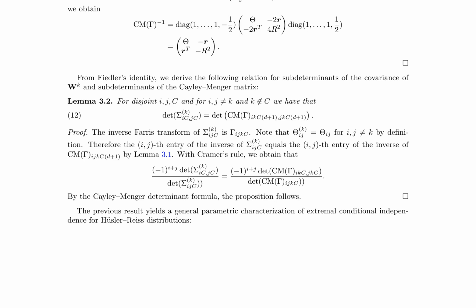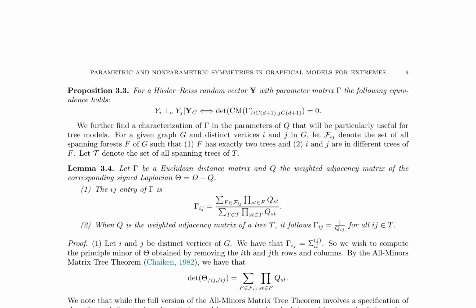By applying Cramer's rule and the Cayley-Menger determinant formula, the authors demonstrate a general parametric characterization of extremal conditional independence for Hüsler Reiss distributions. This page presents novel insights into the structure and properties of Hüsler Reiss distributions, leveraging the Cayley-Menger matrix and Fiedler's identity. In Proposition 3.3, the authors establish an equivalence condition for a Hüsler Reiss random vector Y with parameter matrix Gamma.